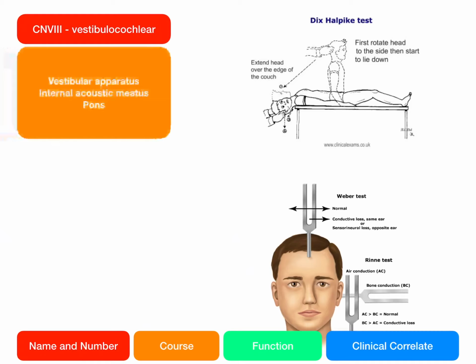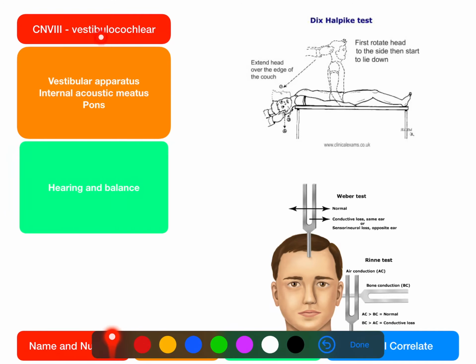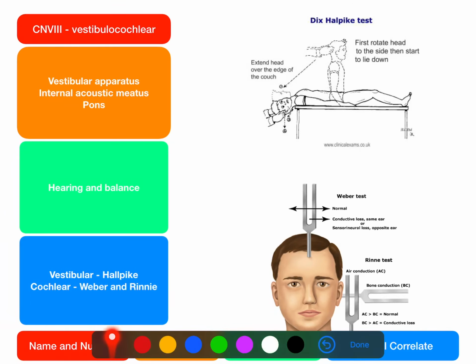Now, 8th nerve will do nice and quick. So this comes from the vestibular apparatus in the inner ear, and then runs through the internal acoustic meatus to the pons. It's involved in hearing, which is the cochlear part, and the vestibule is balance. And to test the vestibular reflex, you do the Dix-Hallpike maneuver, which is where you rotate the head to the side and then lie the patient down and then bend their head backwards. And if they start to get vertigo or a nystagmus going on, then there's something wrong with that system. But don't worry about that until second year. You certainly wouldn't be asked to do that in the OSCE.